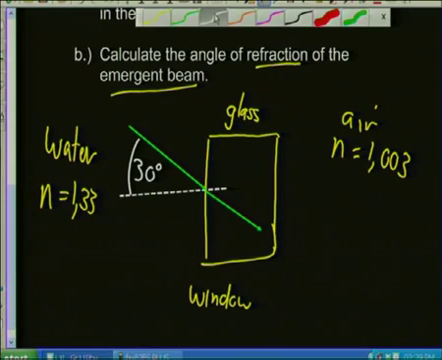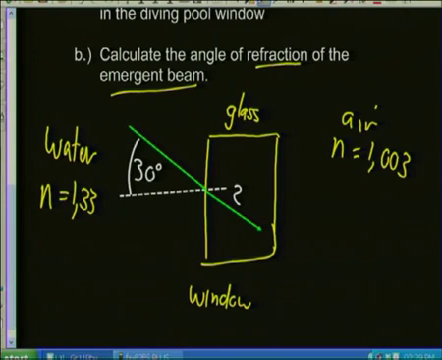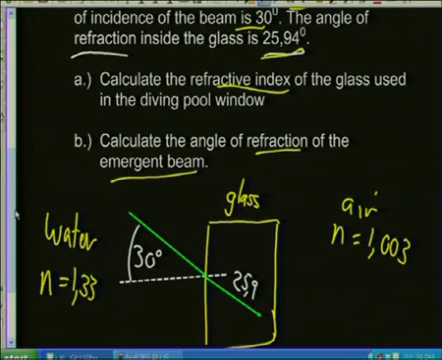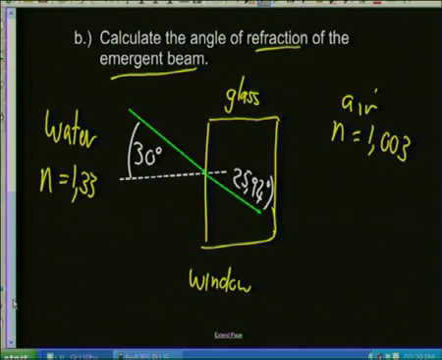And I can now fill that in: 25,94 degrees. 25,94 degrees, that's the angle of refraction. So I think I've got all that I need. Angle of refraction, 25,94 inside the glass. So what equation do you think we should use?